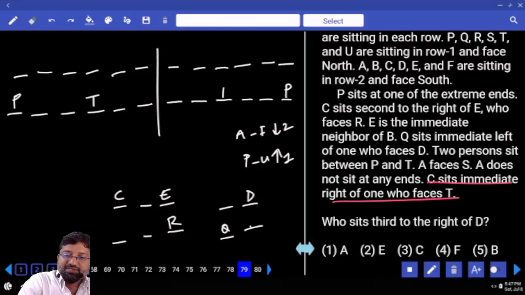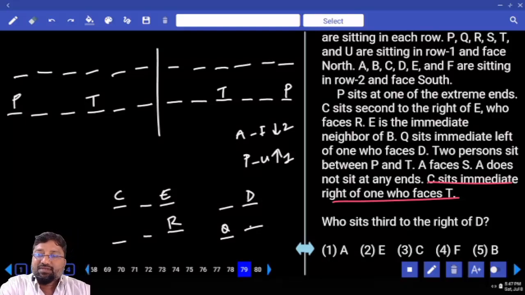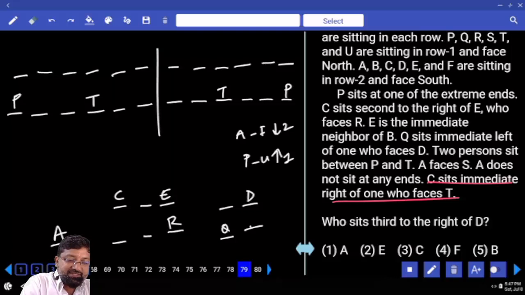Pakka this is T, kada? Yes or no? Next, 2 persons sit between P and T. A faces S. A is not sitting at the corners.